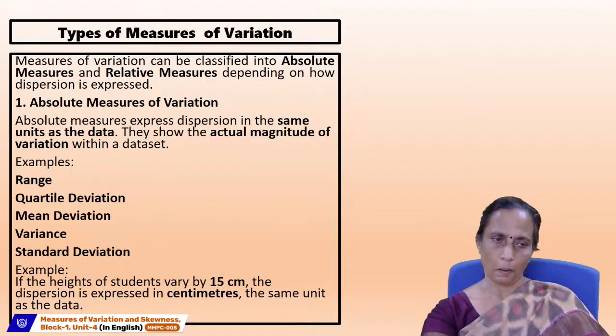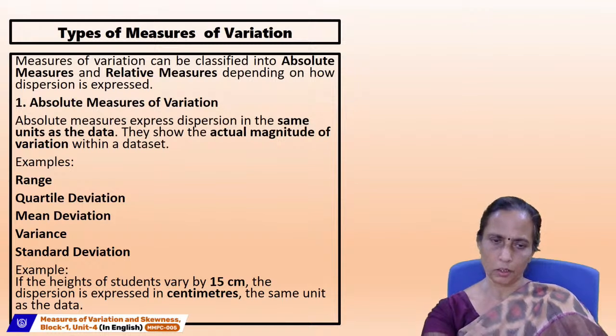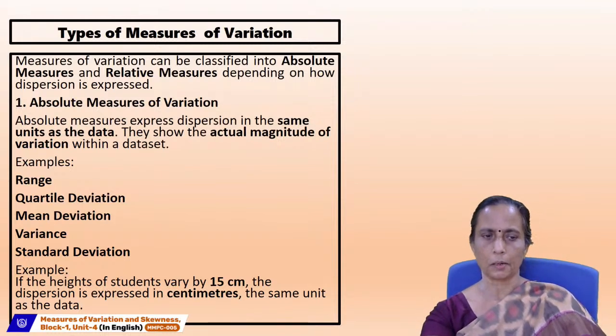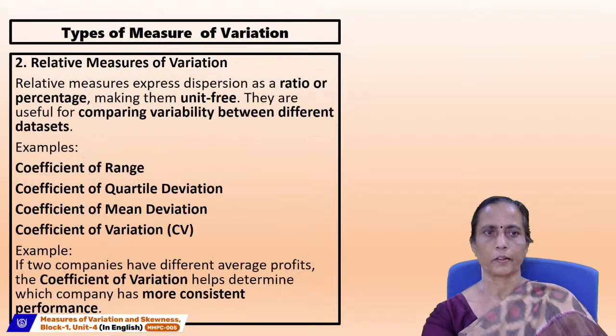So examples may be your range, quartile deviation, mean deviation, variance, and standard deviation. For example, suppose the heights of 15 students vary by 15 centimeters, the dispersion is expressed in centimeters, the same unit as the data.